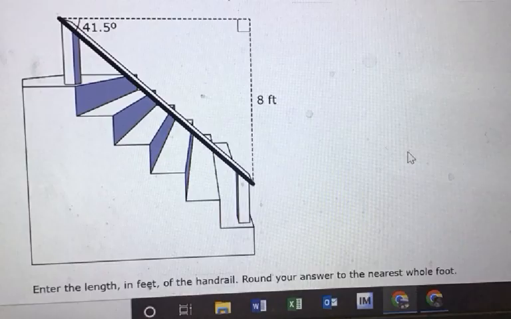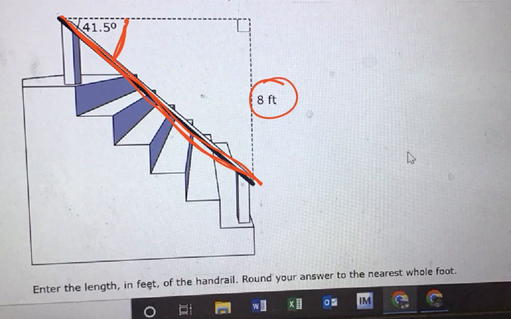So here we go. On this one, we have a stair railing, as you can see right here. We want to know how long this stair railing is. We know from the top, there's a 41.5 degree angle of depression, as we call it. And we know from the top to the bottom, the stairs cover a total height, I should say, of 8 feet. So how are we going to do this one?